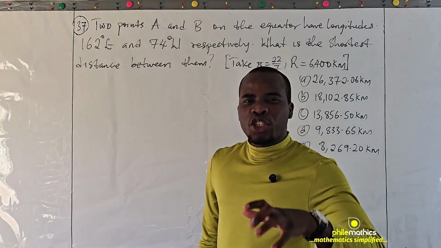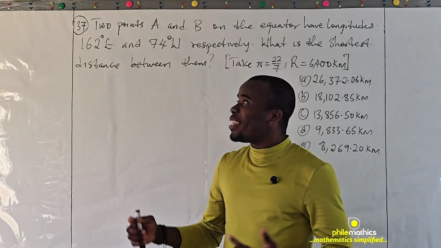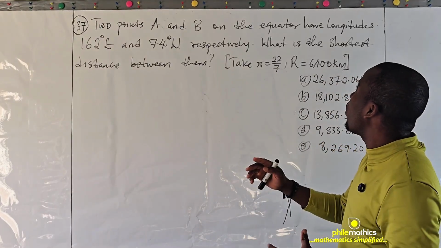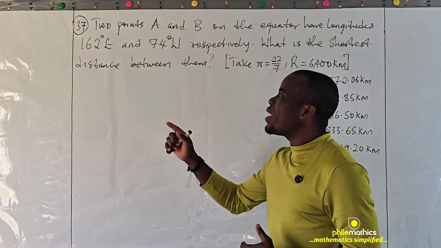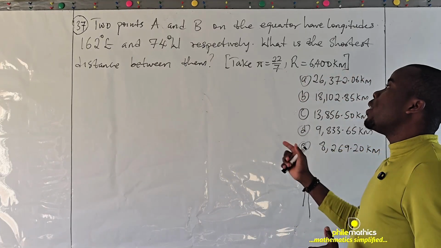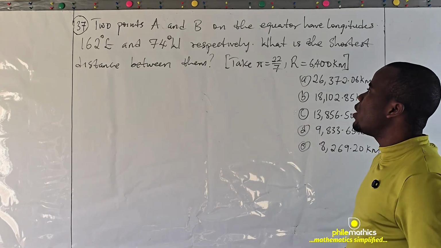The 37th question of NECO 2025 is on longitude and latitude. It says 2 points A and B on the equator have longitude 162 degrees east and 74 degrees west, respectively. What's the shortest distance between them?